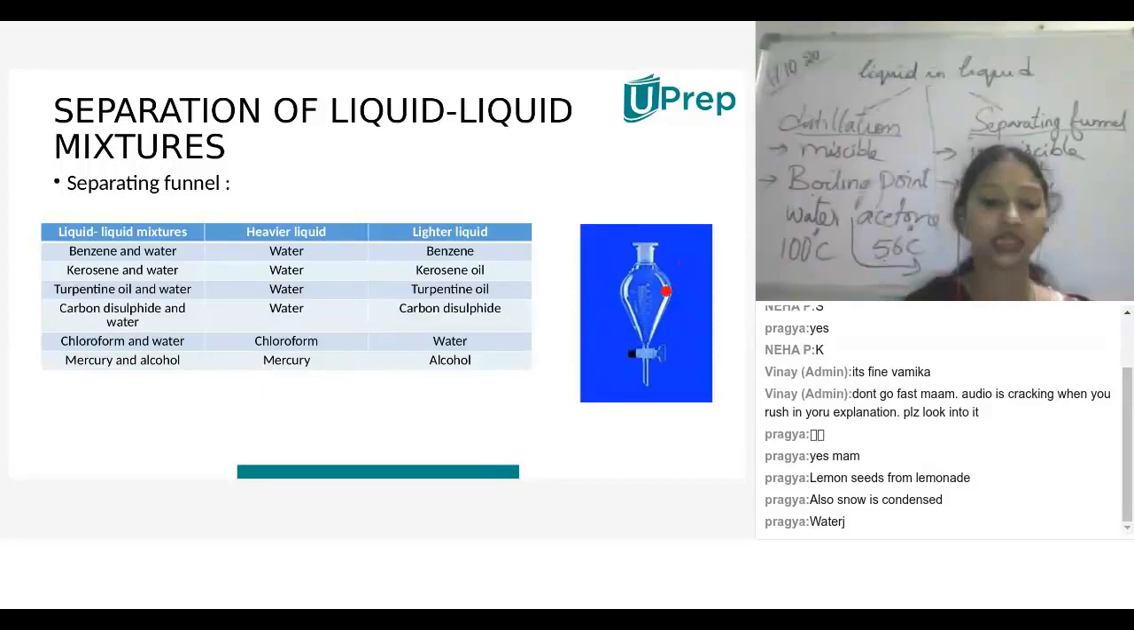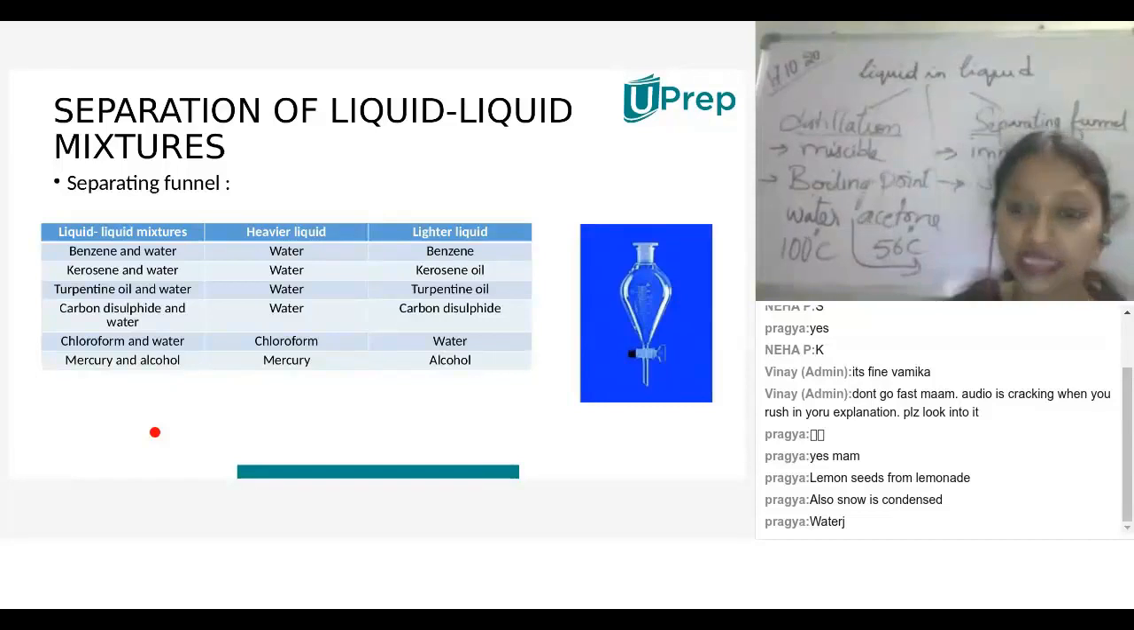This is a kind of separating funnel. This is an apparatus used to separate two immiscible liquids. What are the immiscible liquids? Not only oil and water, benzene and water are also considered immiscible liquids. The main principle involved in this separation technique is density.